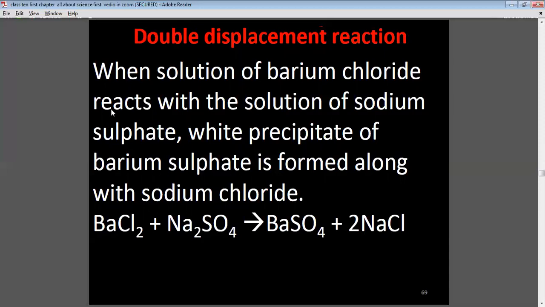barium chloride reacts with sodium sulfate. A white precipitate of barium sulfate is formed along with sodium chloride. The chemical formula: BaCl2 reacts with sodium sulfate to form BaSO4, barium sulfate, and 2 molecules of sodium chloride.